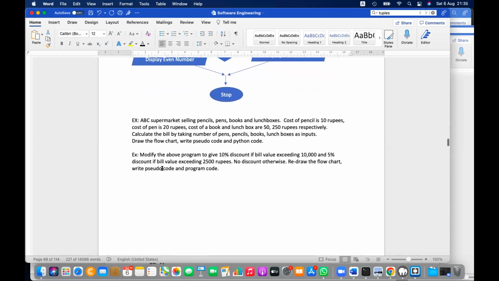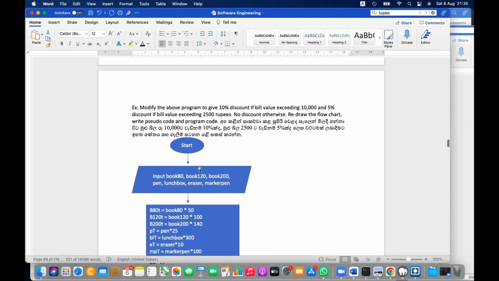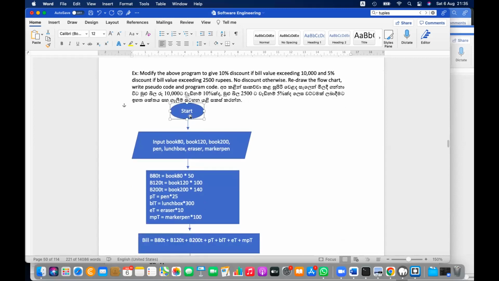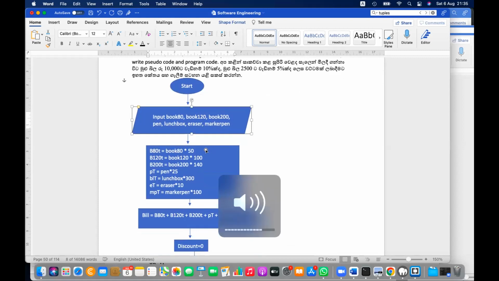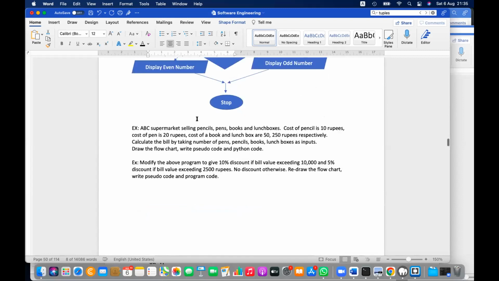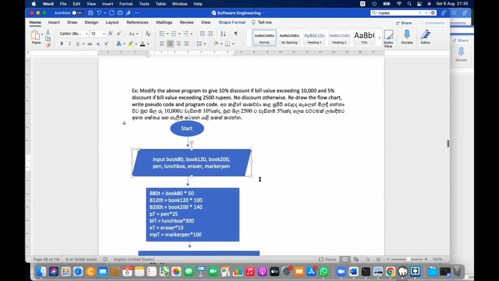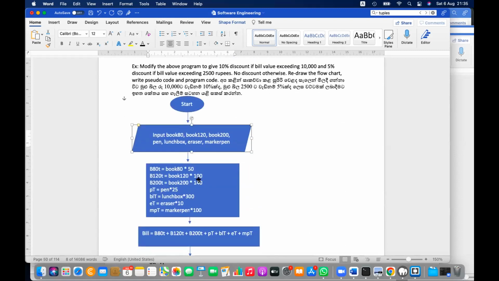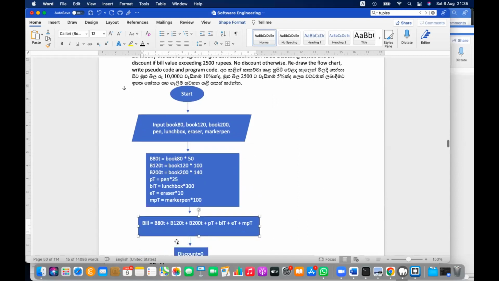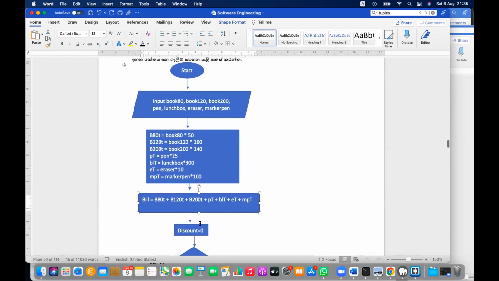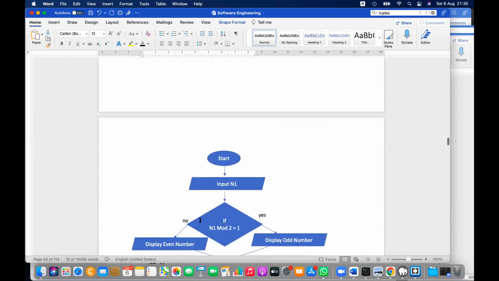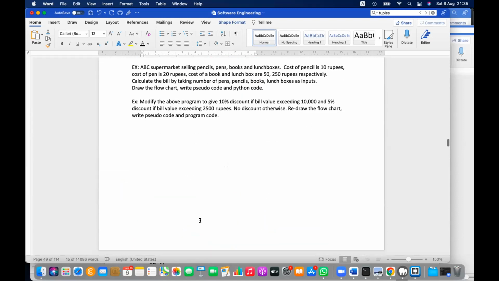Actually, how do we calculate the total bill? First of all, we have to get inputs. This is something similar, not the same. So what are the inputs? Inputs are the number of pencils, pens, books, and lunch boxes that you have to get as input. Then you have to multiply that by the unit price and calculate the total bill finally. So that is the method. And then the discount. Okay, let's do the calculation first.